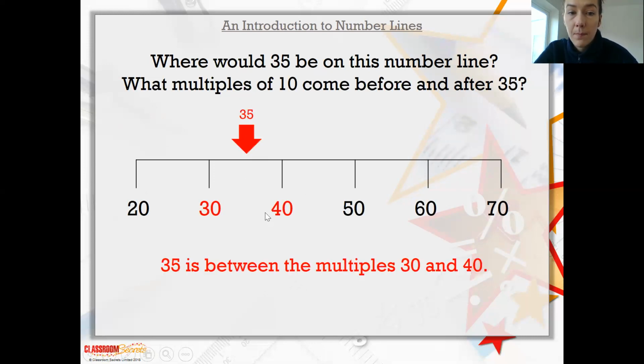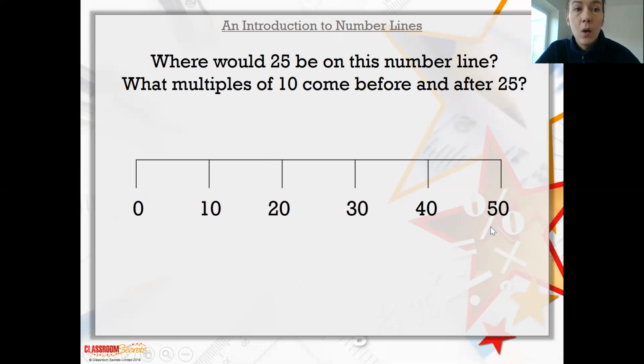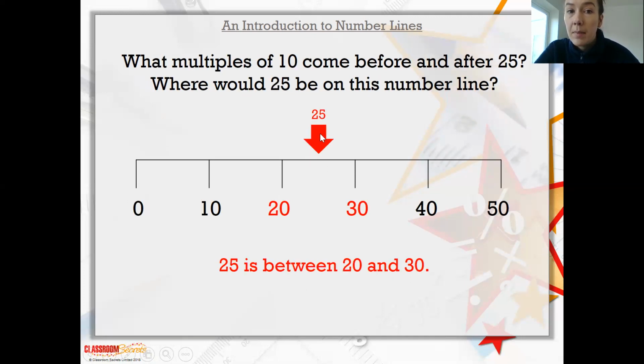So if I just click here, 35 is between the multiples 30 and 40. So right in the middle there. And if you can imagine just counting up from 30 to 40, your 35 is going to be in the middle. And then again, where would 25 be on this number line? Thinking about your multiples of 10 that are coming before and after 25. So before, you're going to have 20. After, you're going to have 30. And it's going to be in the middle of those two.